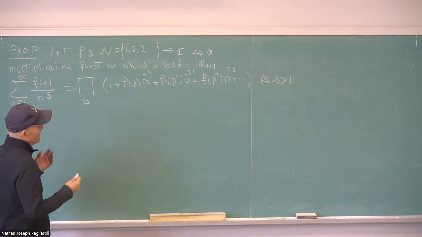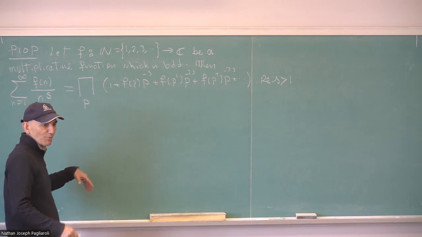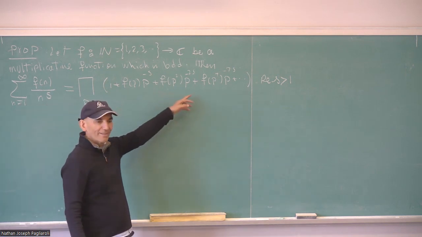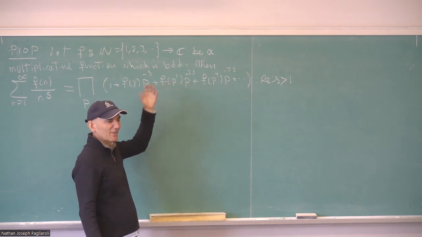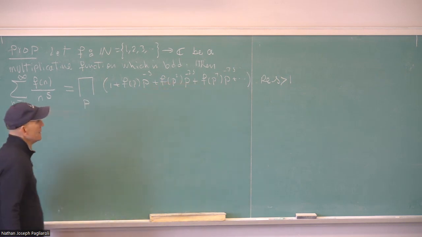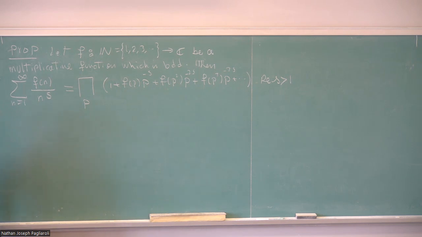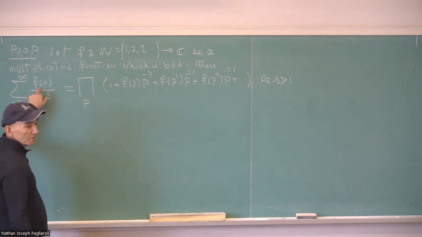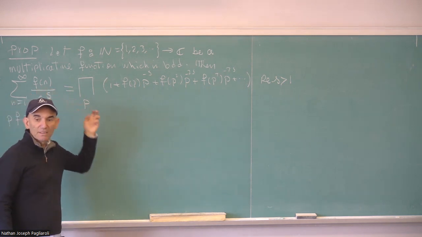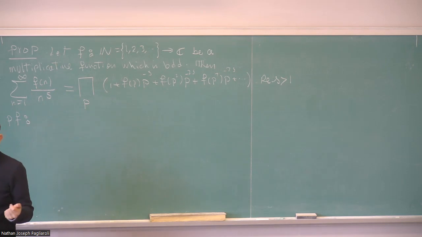So this is in the spirit of the Euler product formula, but as I said, it's not quite like that because this is still kind of an infinite sum inside each factor. This is the beginning of the proof. Where are we going to use that f is bounded? How do we use this boundedness of f?